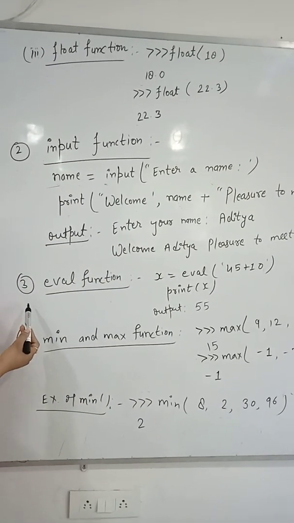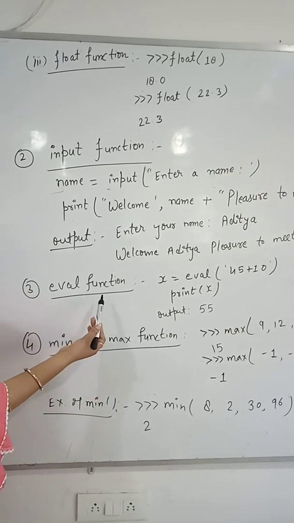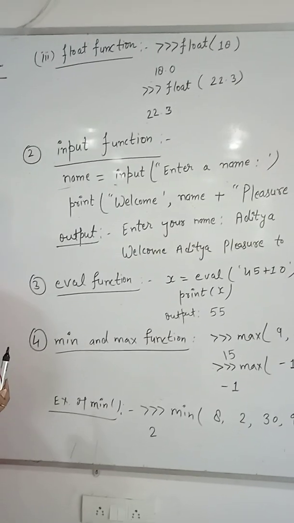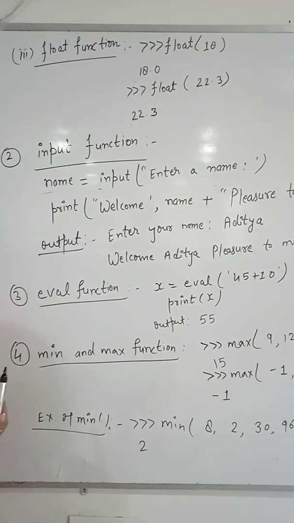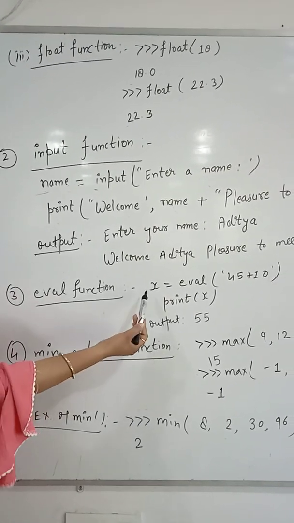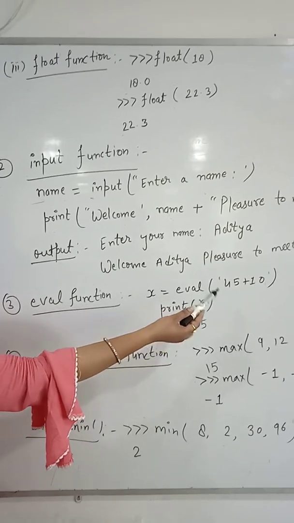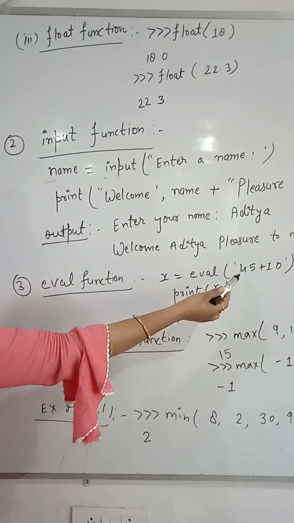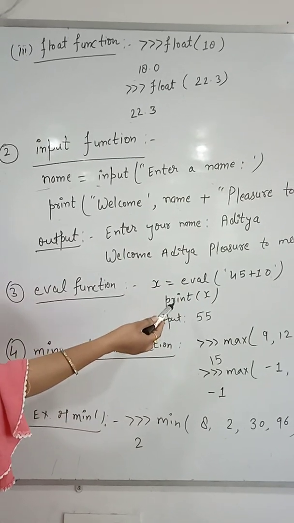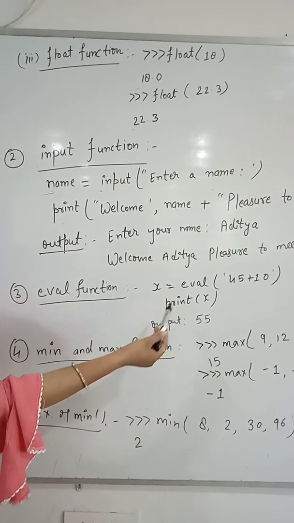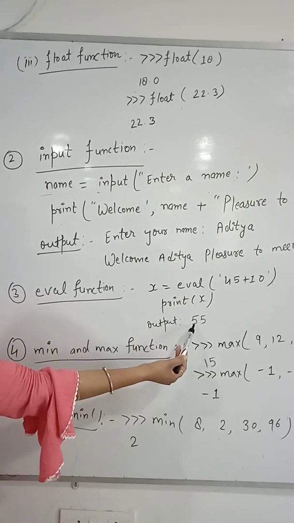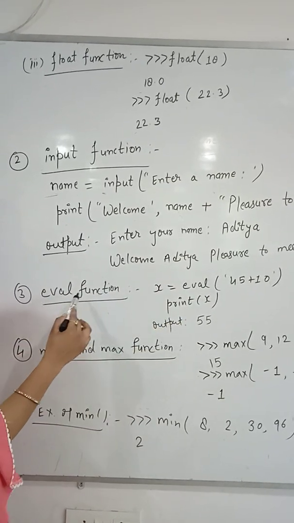The next function of built-in function is eval function. Eval function is used to evaluate the value. It will be used to evaluate the value of any data. For example, x = eval("45+10"). So this eval function will be used to calculate the value of a string or integer expression. So when we write print(x), the output will be 55. So this is the working of eval function.